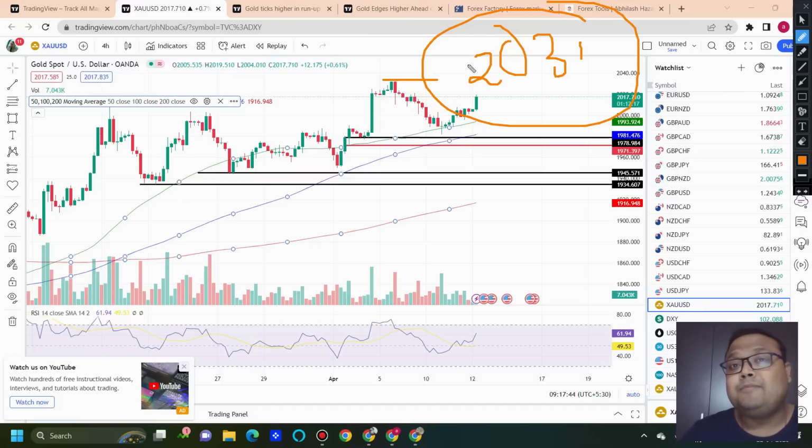So this is my analysis. I can be wrong as well. If I have missed anything, please write down in the comments section. I would love to learn.